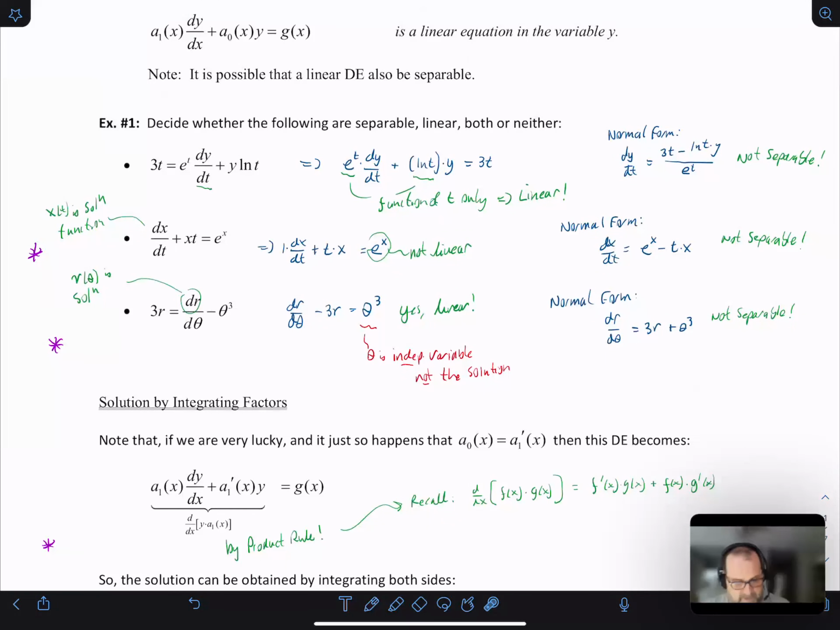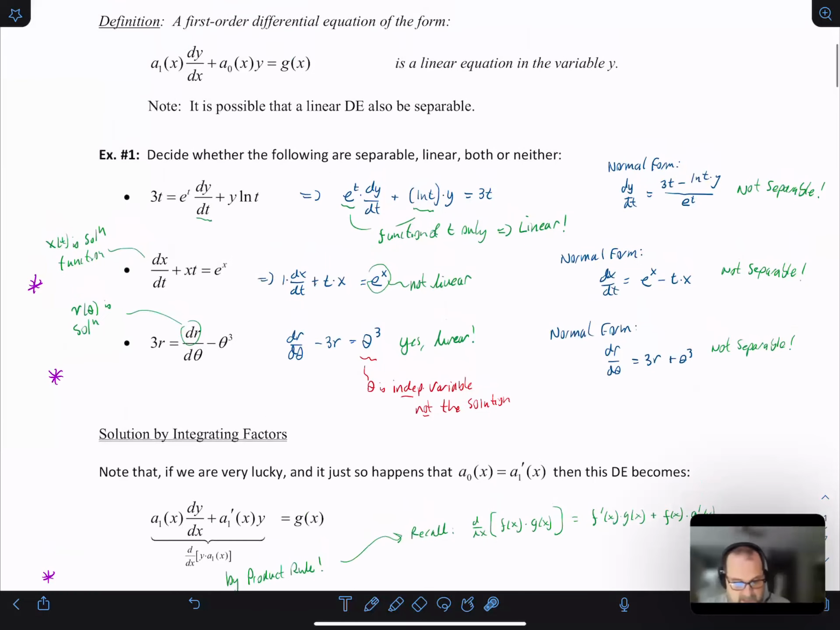So in the first one here, we are deciding whether the following DEs are separable, linear, both, or neither. So separable, we talked about in the last section. There's a bit of discussion about that here. I will leave that for you to read. So let's concentrate more on whether this is linear or not.